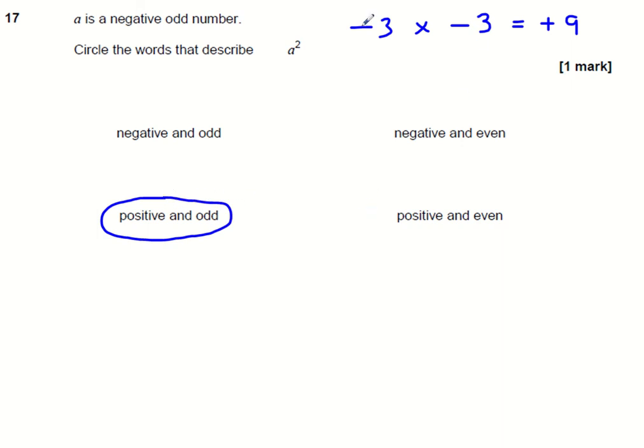You can check that with any negative number. So say if I do minus 5 squared, which means minus 5 times minus 5, a minus times a minus gives us a positive, and 5 times 5 is 25, and yes, that too is an odd number. So positive and odd.